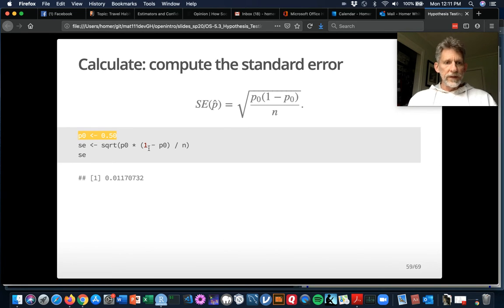Well, the null thinks that p is 0.5, so the standard error for p hat, under this temporary assumption that the null is right, is given by the math formula you see here. So in R, we just do the square root of p naught times 1 minus p naught divided by the n that we set up, the 1824, and it's about 1.1%.